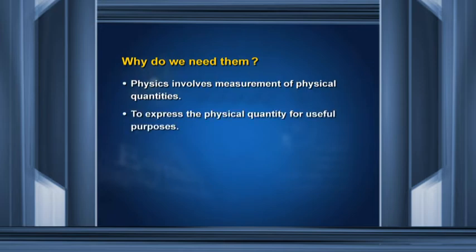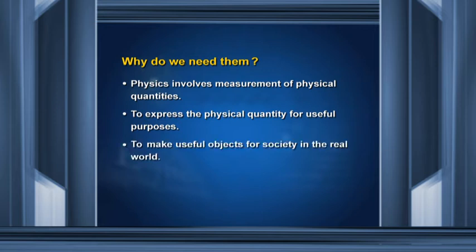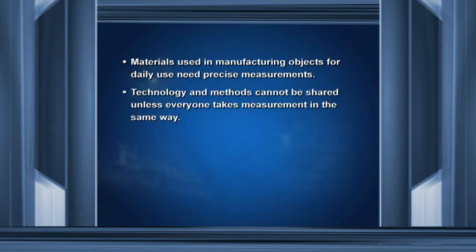Why do we need them? Physics involves measurement of physical quantities. To express the physical quantity for useful purposes, to make useful objects for society in real life, materials used in manufacturing objects for daily use need precise measurements. You cannot change the thickness of anything in between unless you have precise measurement. Technology and methods cannot be shared unless everyone takes measurement in the same way.